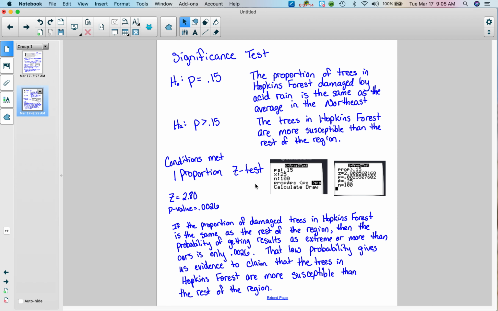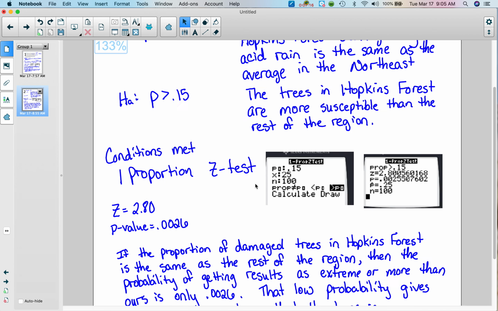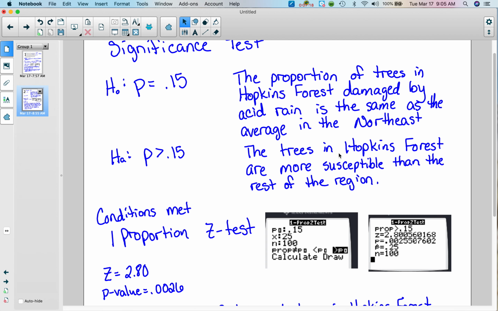When I go through and set up my significance test, I look back, and whatever the question is, typically the question that you're trying to show is in your alternative hypothesis. So borrow the words from the problem. Then you're guaranteed to have them right. So this is what you're trying to show to be true. It's a greater than test because I'm trying to show that the trees are more susceptible than the rest of the region. Remember, the population I'm talking about is all the trees in Hopkins Forest. So you want to make sure that you're clear on that.